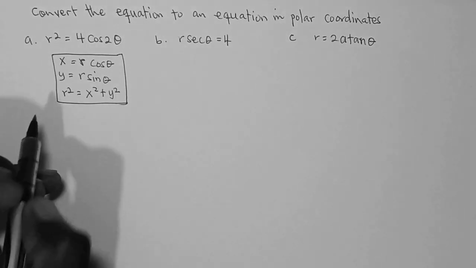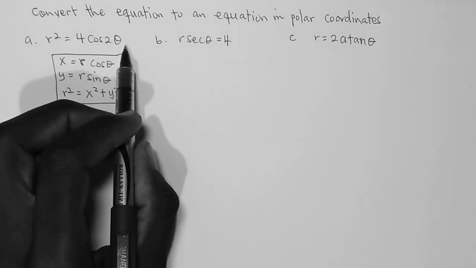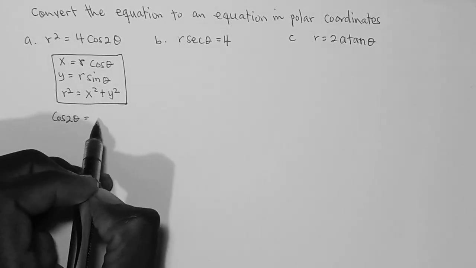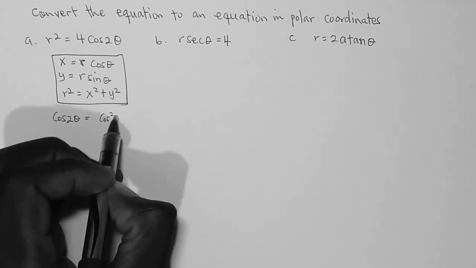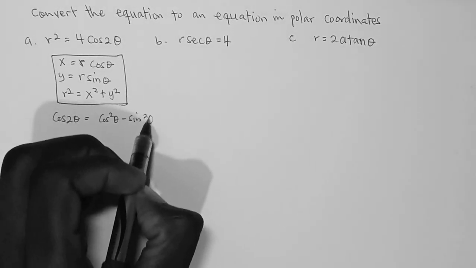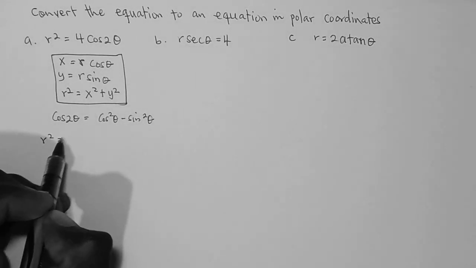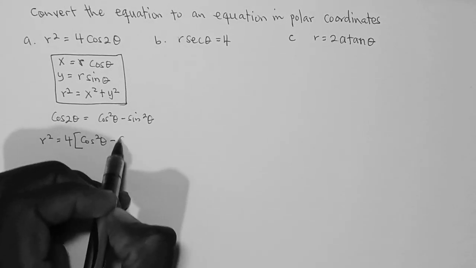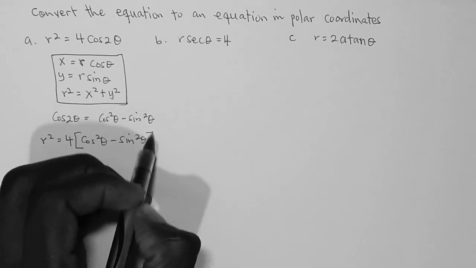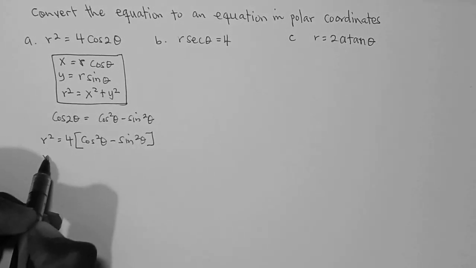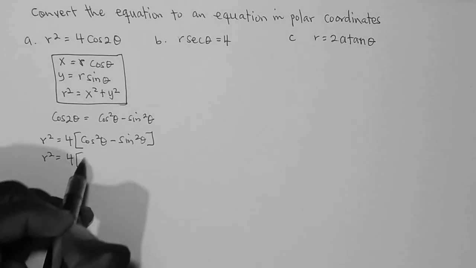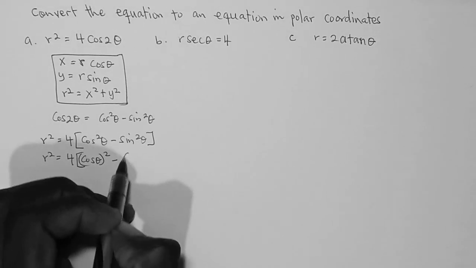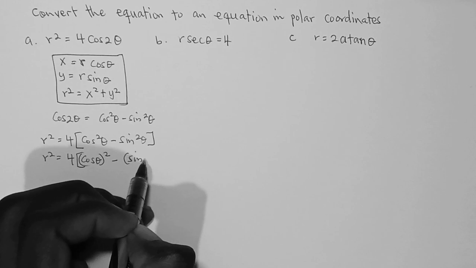So now we know that r squared is equal to 4 cos 2 theta. But remember that cos 2 theta from trigonometry can be expressed as cos squared theta minus sin squared theta. So it becomes r squared equals 4 into bracket cos squared theta minus sin squared theta. So we can rewrite this as r squared equals 4 times (cos theta squared minus sin theta squared).